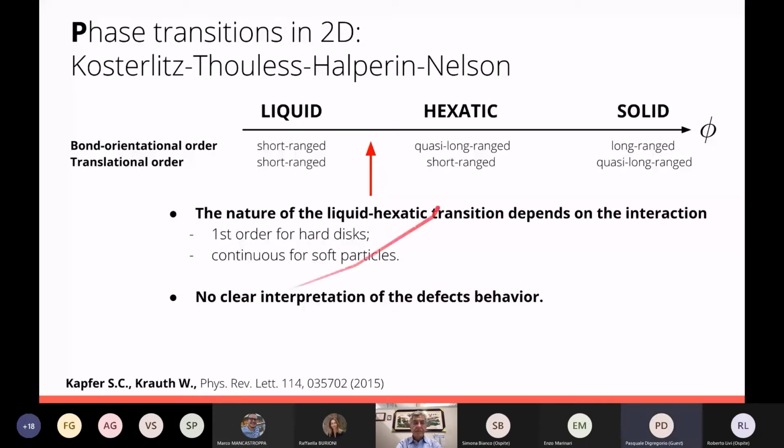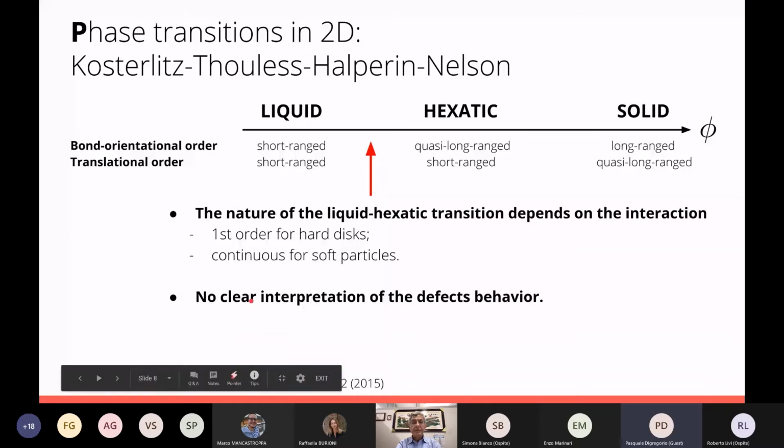Also, concerning this process of unbinding of defects, there is to date no clear observation of these two processes of unbinding of defects related to these two phase transitions. So the starting idea of the project is to give some further observation of these two unbinding processes related to this particular double-step melting transition.